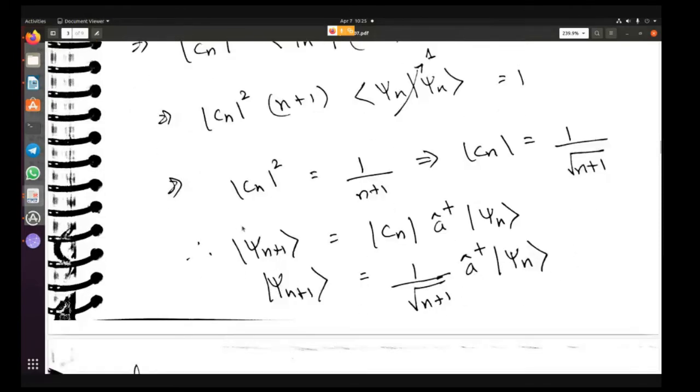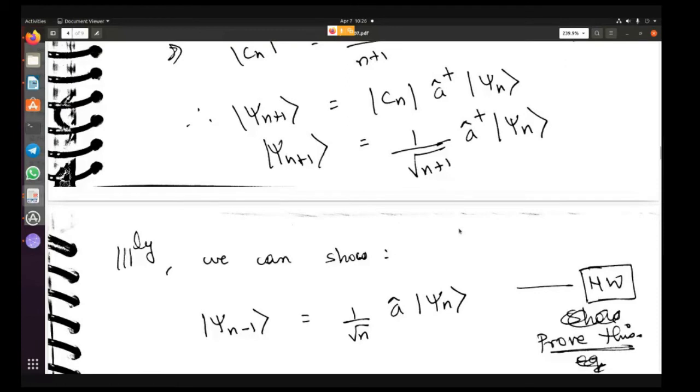Now psi n plus 1 is given as, we had used the formula that psi n plus 1 was given as Cn, the normalization factor, multiplied with A dagger into psi n. So now we have found out what Cn is. Cn is 1 by root of n plus 1. So we substitute here, and this is the formula for psi n plus 1.